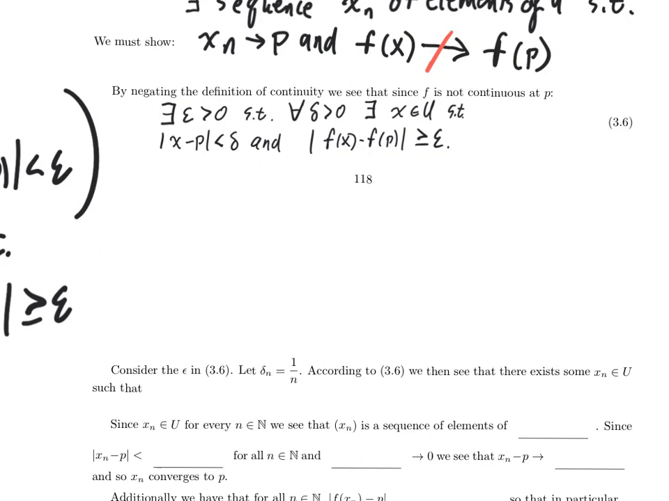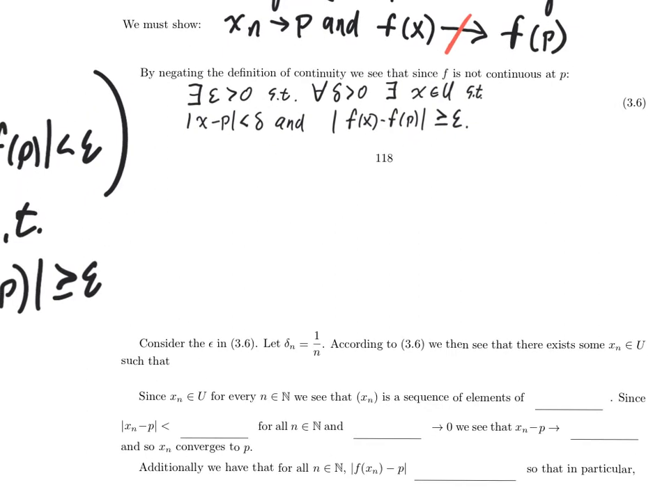That's also called item 3.6. So let's consider that choice of epsilon. So for that fixed choice of epsilon, I don't know how big it is. It's bigger than 0. It could be 1/10, it could be 1/1,000,000th, it could be 5.